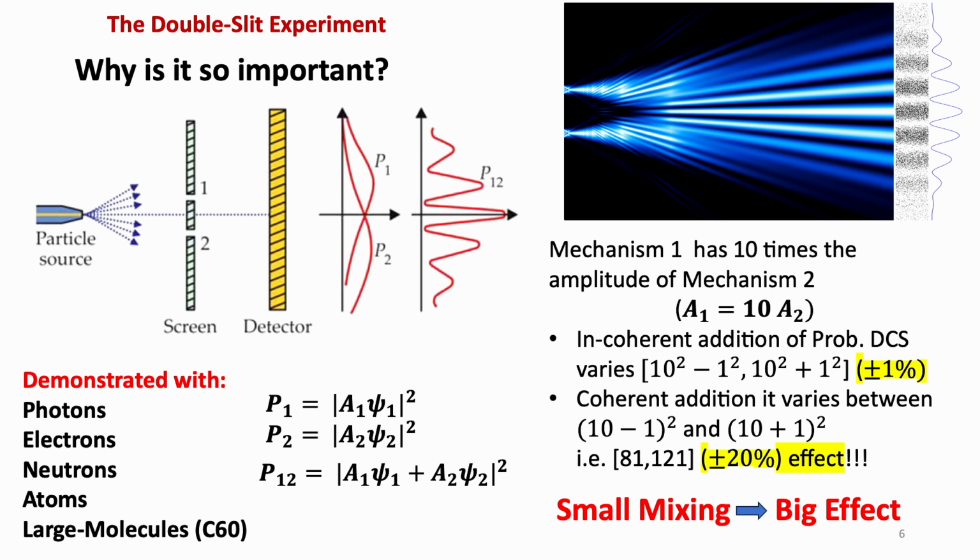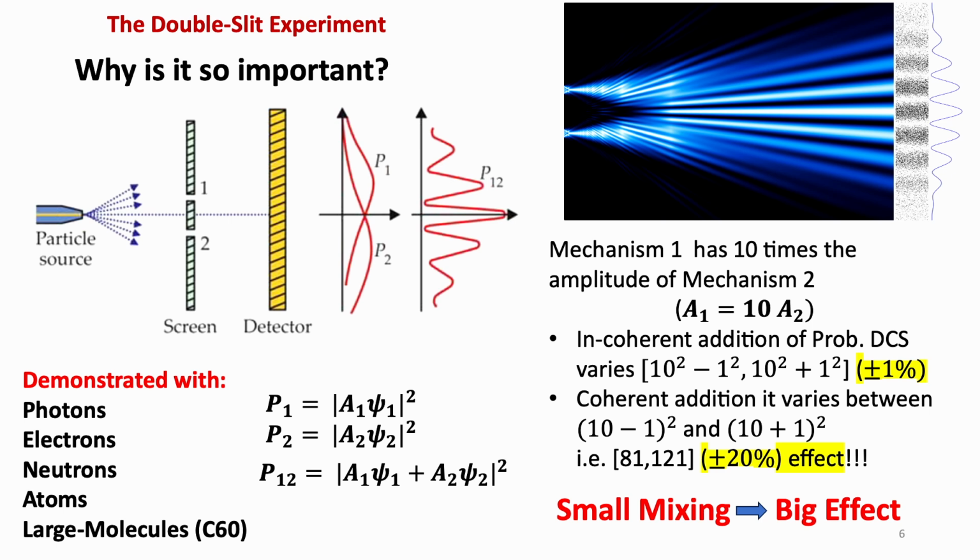So when we talk about interference and we teach quantum mechanics, we go to the two-slit experiment. And why is it so important when you talk about particles going through two slits? This was already demonstrated experimentally with photons, electrons, neutrons, atoms, and even large molecules such as C60.